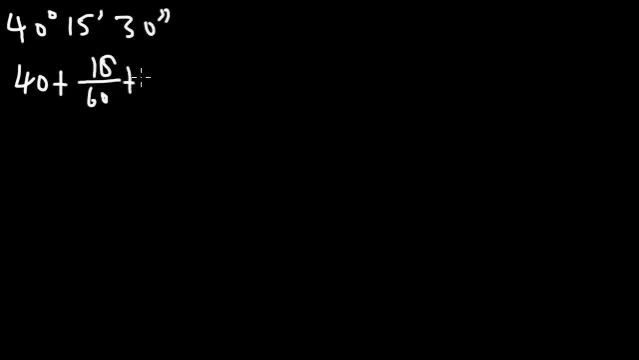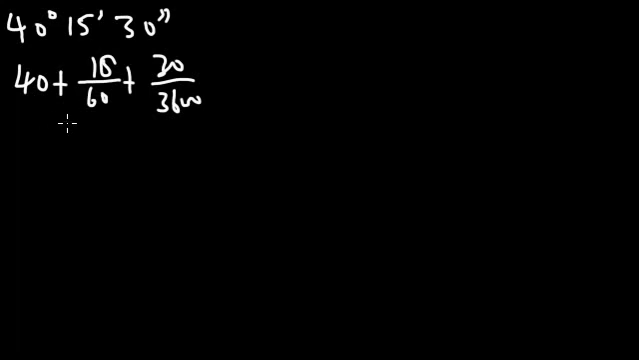Now, what about the first example? For the first example, we got our corresponding value in DMS as 40 degrees, 15 minutes, and 30 seconds. So now let's convert this into decimal. Just like before, we have 40 plus 15 over 60, and again plus 30 over 3,600. And again, we have to make use of our calculator for that.